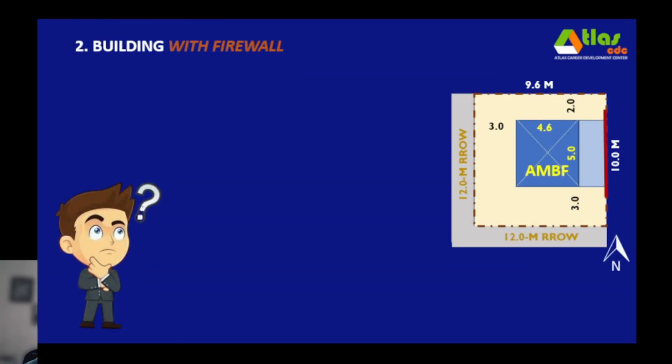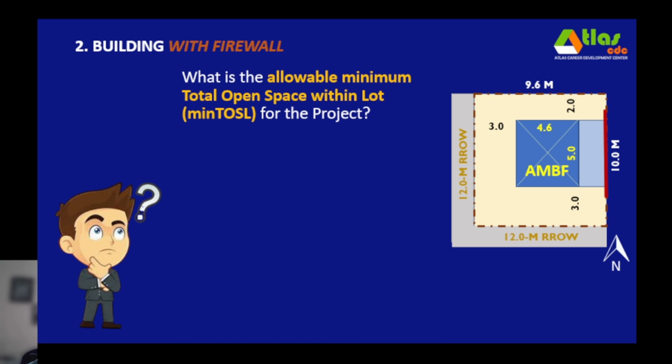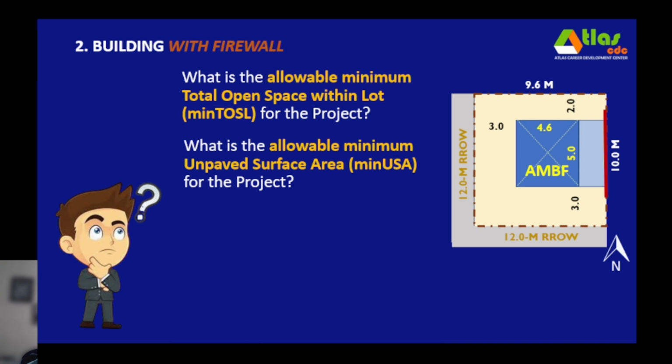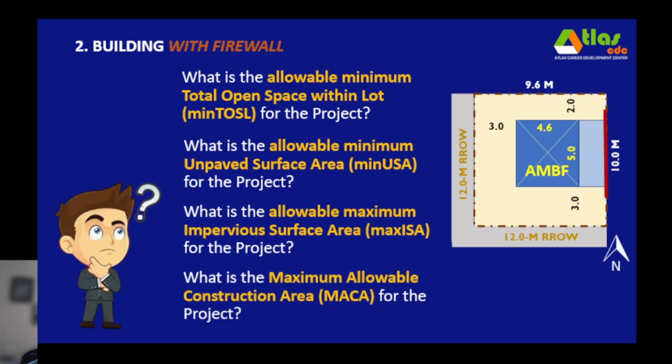So we now go into the other part of the lot that is not occupied by the AMBF or the building. And that will be the maximum portion for your open space. So we are going to determine the allowable minimum TOSL. Also, its allowable minimum unpaved surface area. And also, we have the allowable maximum impervious surface area. And lastly, we can determine the maximum allowable construction area or MACA.